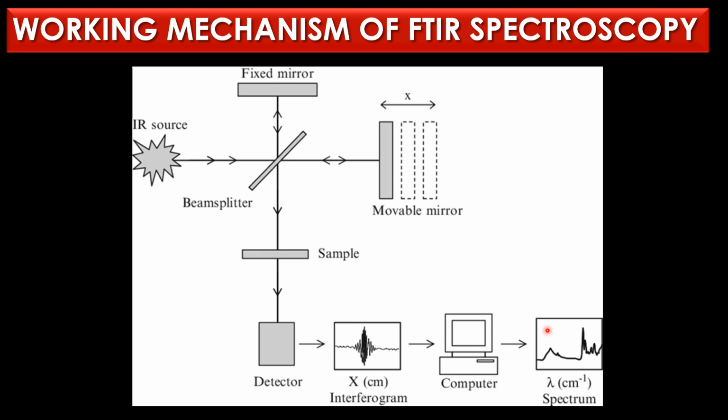The peaks in the spectrum correspond to the different vibrational modes of the molecules in the sample, allowing the identification of its chemical composition. That's all about the working mechanism of FTIR spectroscopy.